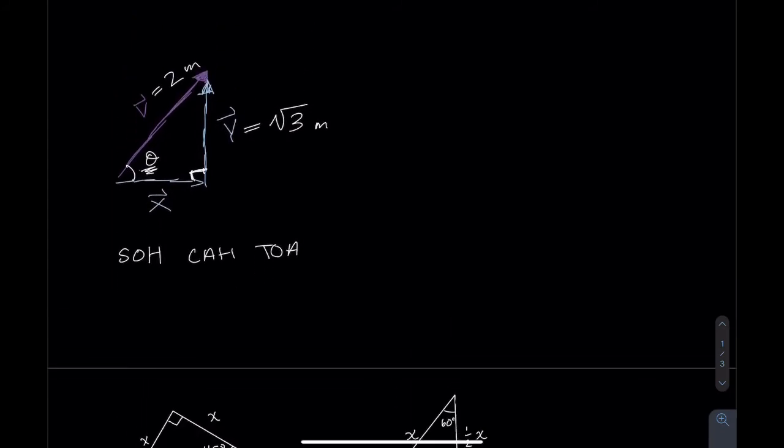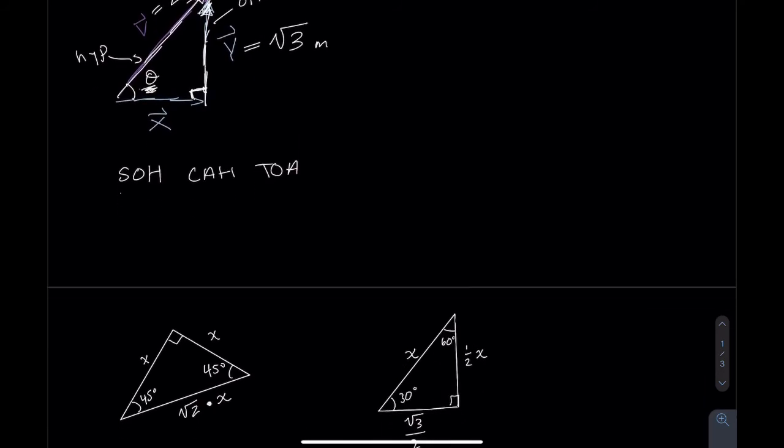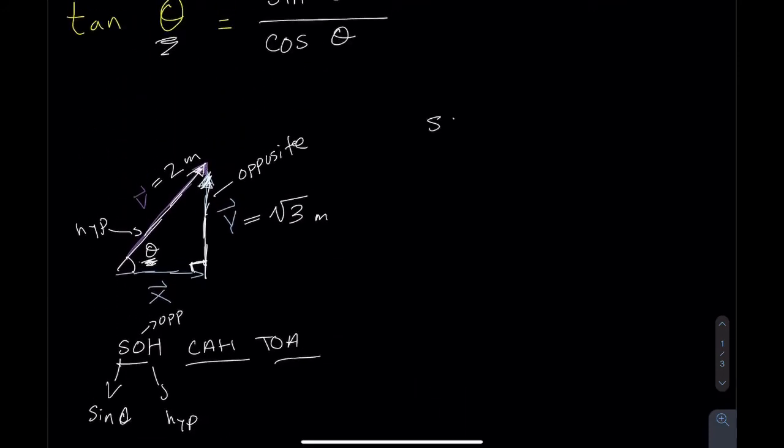Now, we have to know what sides we're given. So if this is angle theta, this side here, the side that opens up from angle theta, is going to be the opposite. We call this our opposite because it's opposite the angle. And vector v here is going to be our hypotenuse. So we have to use whichever one of these relationships talks about the opposite and the hypotenuse. Well, this stands for sine. So sine of angle theta is equal to the opposite divided by the hypotenuse. So we're going to use the SOH part of this relationship.